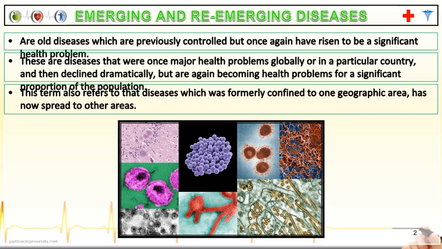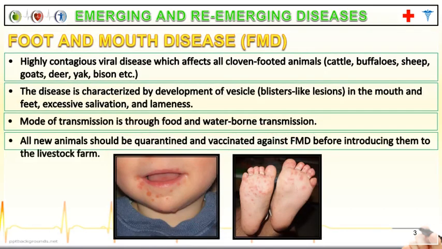This term also refers to diseases which were formerly confined to one geographic area and have now spread to other areas. Foot and mouth disease, FMD, is a highly contagious viral disease which affects all cloven-footed animals: cattle, buffaloes, sheep, goats, deer, yak, bison, etc.